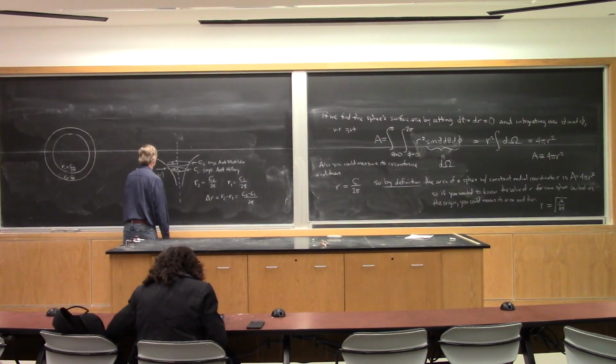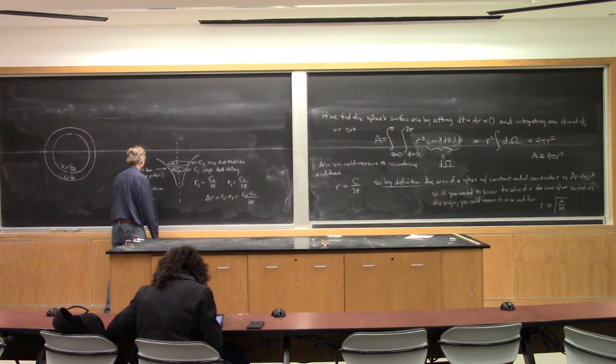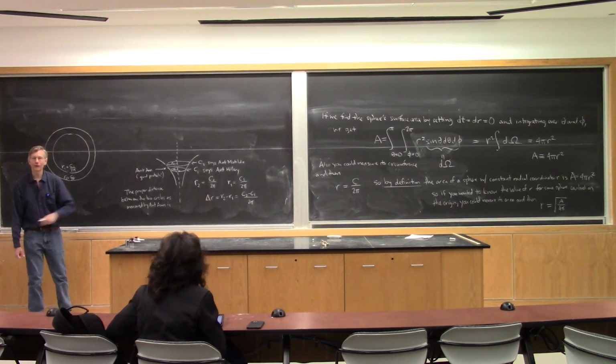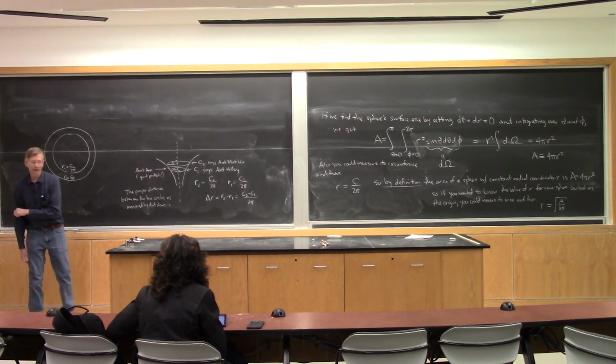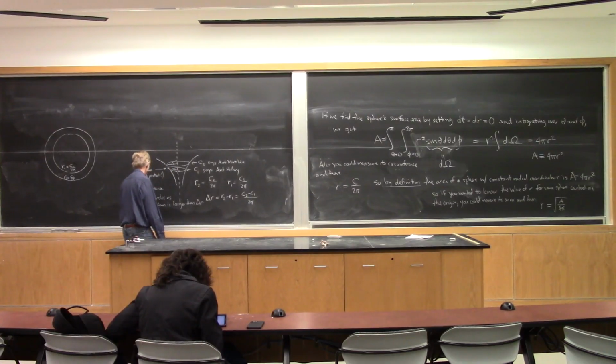The proper distance between the two circles as measured by Aunt Anne, is it larger or smaller than delta R? It's larger, right? It is larger than delta R, because of the curvature of the sheet.